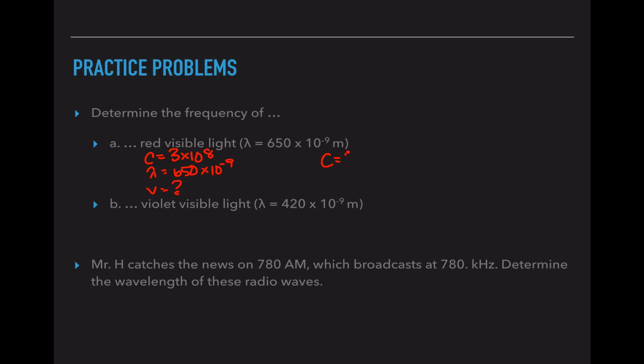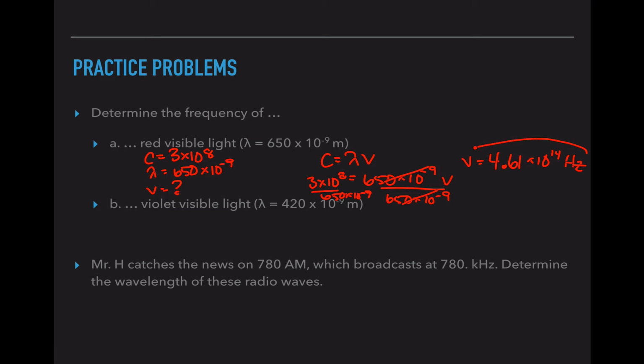And c equals lambda times v: 3 times 10 to the 8th equals 650 times 10 to the negative 9th times frequency. Then we have to divide both sides by that 650. Those cancel out. And v, or our frequency, is left as 4.61 times 10 to the 14 hertz.